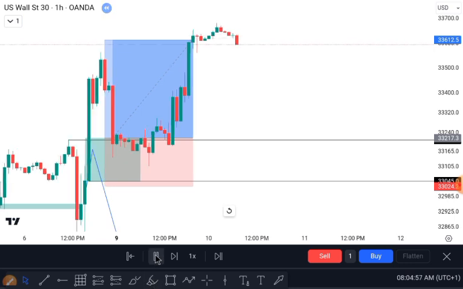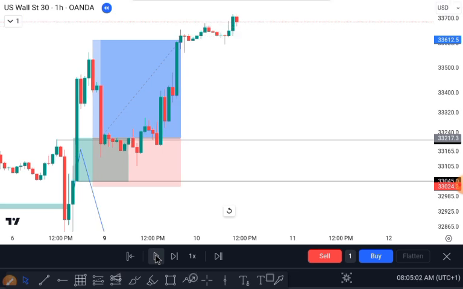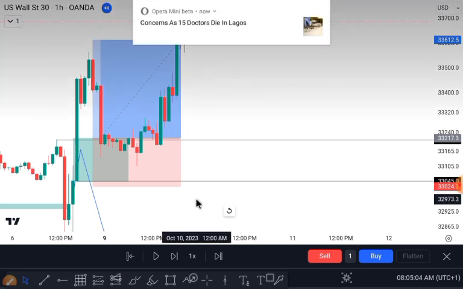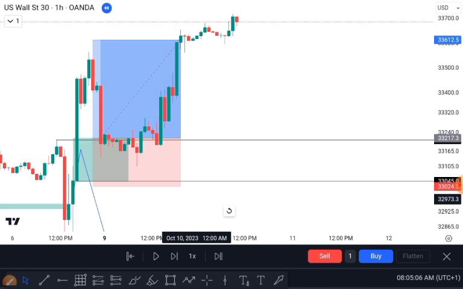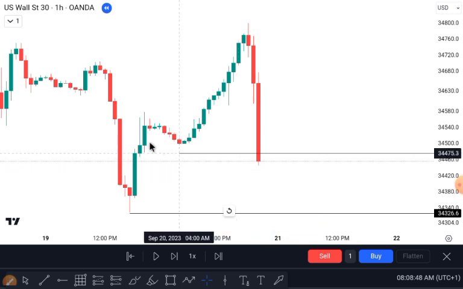Let me now show you the bearish scenario. Okay, let me now look for a bearish scenario and show you. Okay, so we have a bearish scenario here, guys. Look at this. I want to look at this.